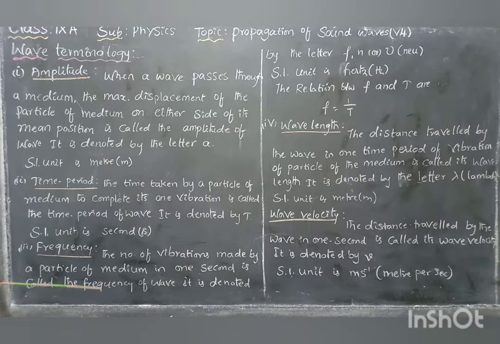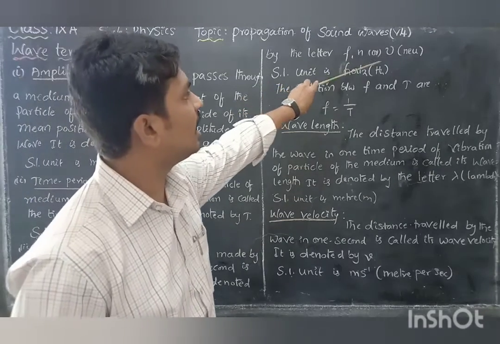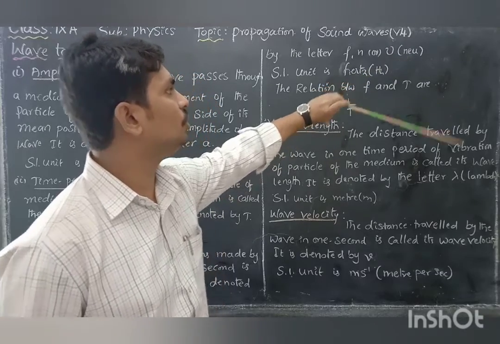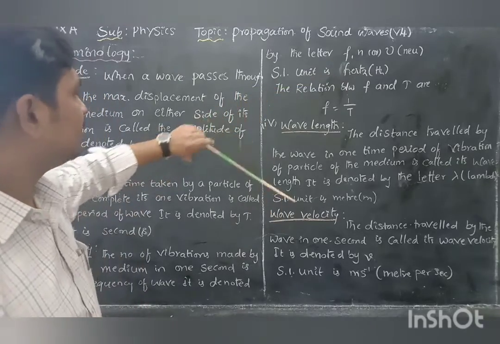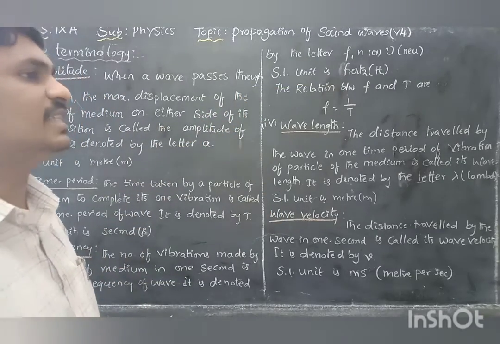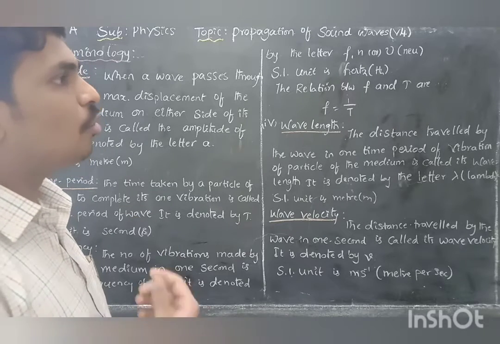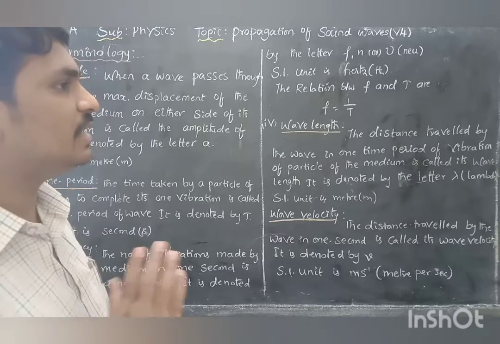Next, frequency. The number of vibrations made by a particle of the medium in 1 second is called the frequency of the wave. It is generally denoted by small f, small n, or the Greek symbol nu, pronounced N-E-U, nu. The SI unit is hertz. Frequency is nothing but the number of oscillations per second. Per second, how many oscillations it is making, that is called the frequency of the wave.